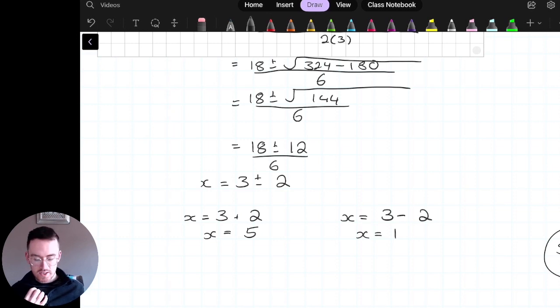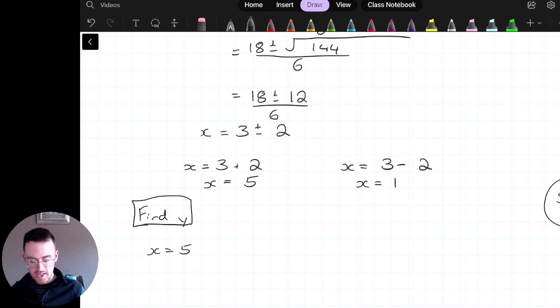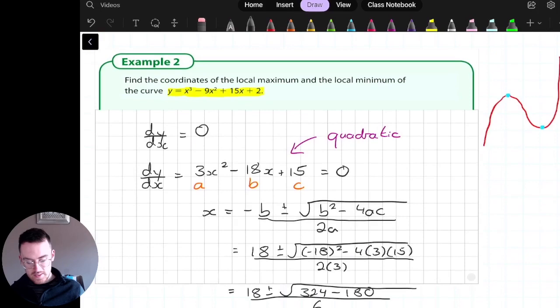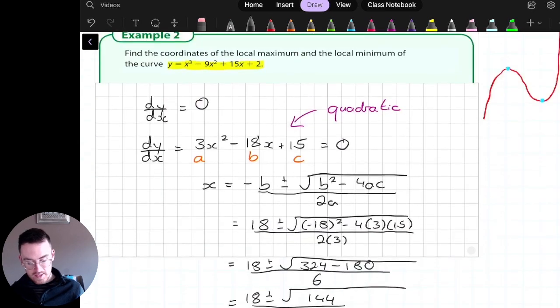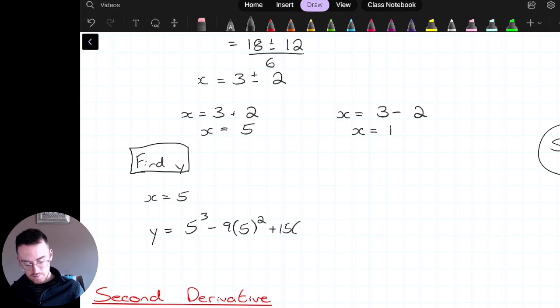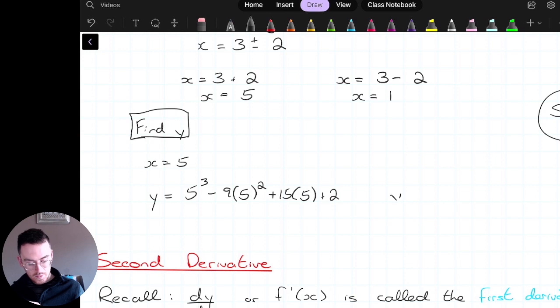We're looking for coordinates. So we have to find the y values. So to find y, for x is equal to 5, we're going to take the original function again. So y is equal to 5 cubed minus 9 by 5 squared plus 15 by 5 plus 2. And we'll do the same with x is equal to 1. So that's going to be 1 cubed minus 9 by 1 squared plus 15 by 1 plus 2.